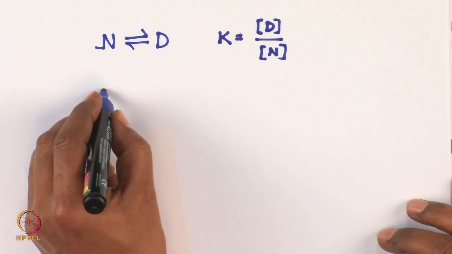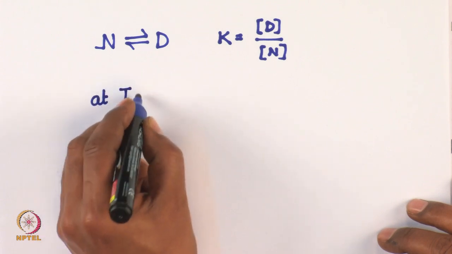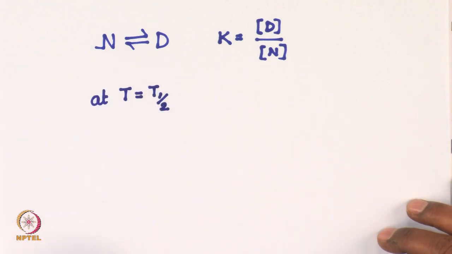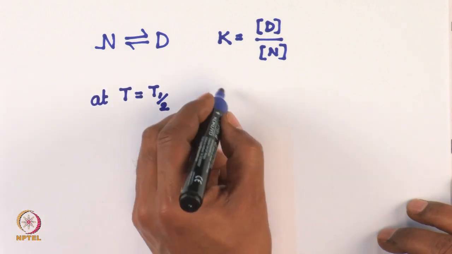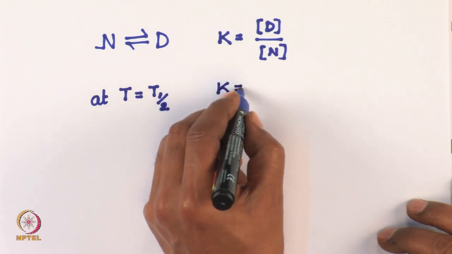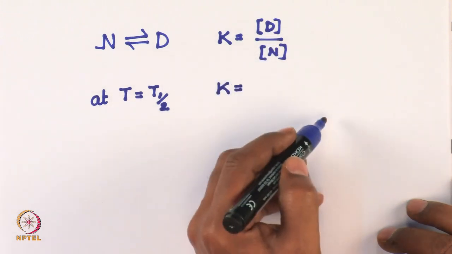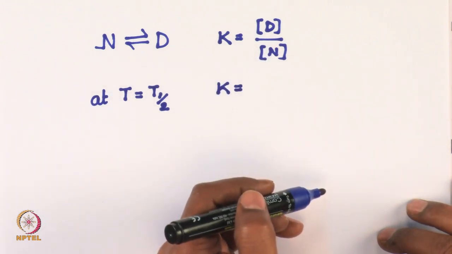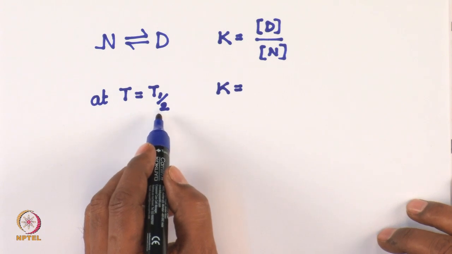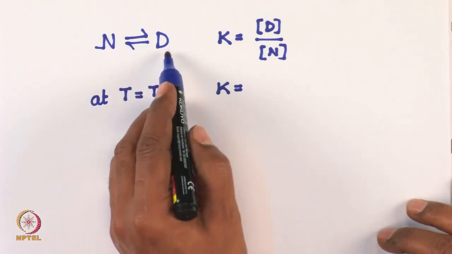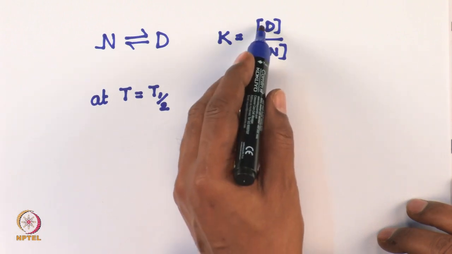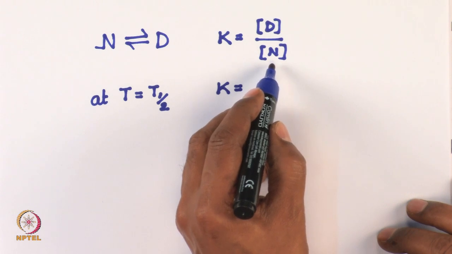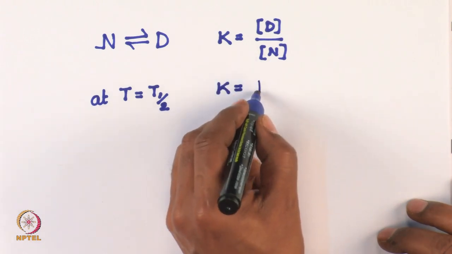Now, at a temperature where half of the reaction is over, K will be equal to 1, because if half of the reaction is over, both the concentrations are the same. Once again, T half is the temperature where half of the transition is done. That means the concentration of denatured state and the concentration of native state when half the reaction has taken place is 1.